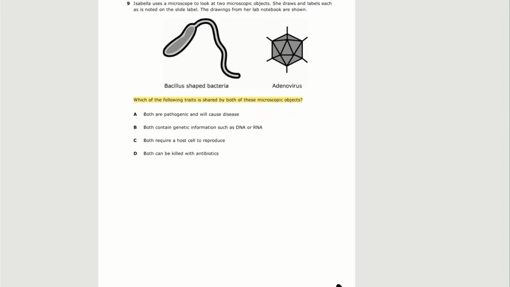So which of the following traits is shared by both bacteria and viruses? Both are pathogenic and will cause disease. Even if you don't know what pathogen means, which means causing diseases, it tells you there, causes diseases. So yeah, that is pretty true. They both can cause diseases, right? Bacteria too, you know that. Both contain genetic information such as DNA or RNA. Hey, that's pretty true too. Both require a host cell to reproduce.